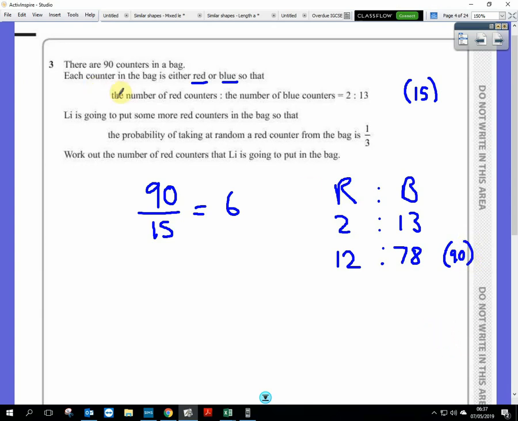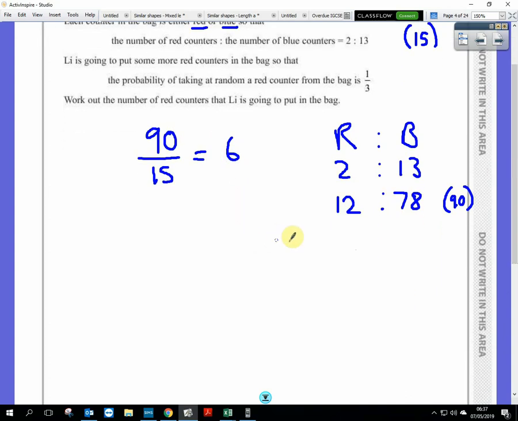Okay. Lee is going to put some more red counters in the bag so that the probability of taking a red counter from the bag is a third. Work out the number of red counters Lee is going to put in the bag. Right, so at the moment there are 12 red counters in the bag. Now Lee is going to add some counters in the bag. Let's call the amount of red counters that are added to the bag X. So what that means is, at the moment, the probability of choosing a red one would be 12 over 90. That's at the moment. Or you could cancel that down to 2 over 15.